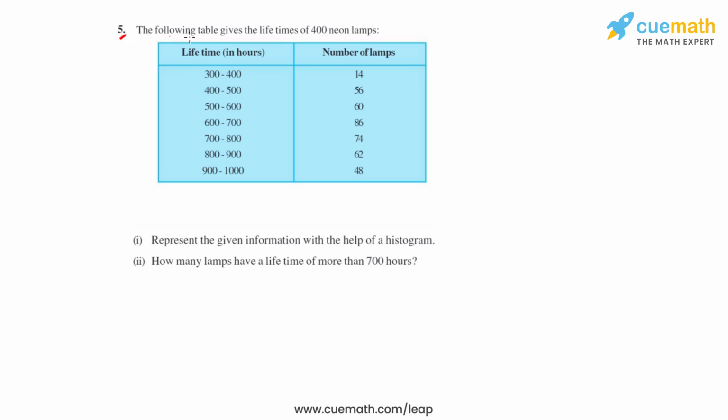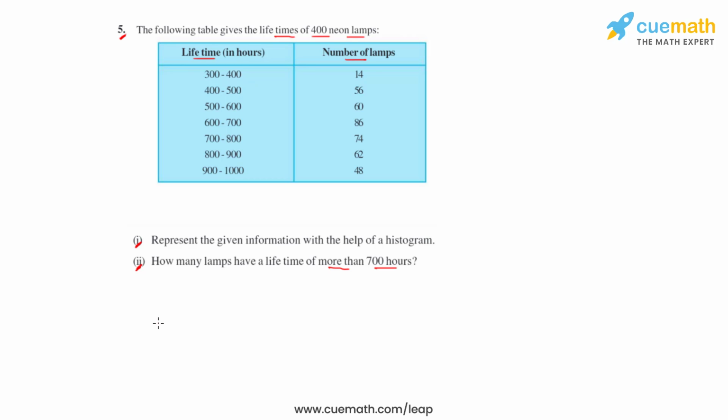Question number 5 of this exercise says that the following table gives the lifetimes of 400 neon lamps. Lifetime in hours has been given and the number of lamps associated with each class interval is also given to us. We have to represent the given information with the help of a histogram, and then we have to find how many lamps have a lifetime of more than 700 hours.